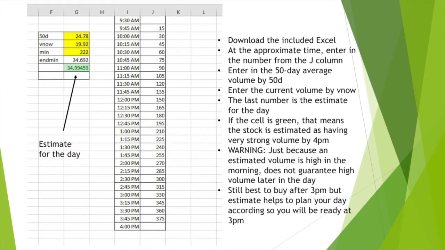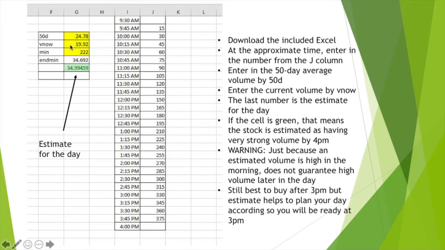Now we're going to talk about the volume estimation Excel. So here's what you're going to do. You're going to have this Excel included in the course, and you can download it in this section. It's a downloadable file, and this is just an Excel I created. What you're going to do is go to stockcharts.com and look for the 50-day average volume, and you're going to put that number in here.